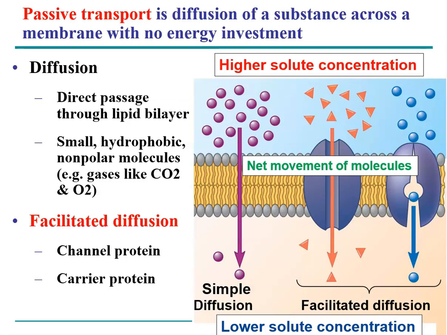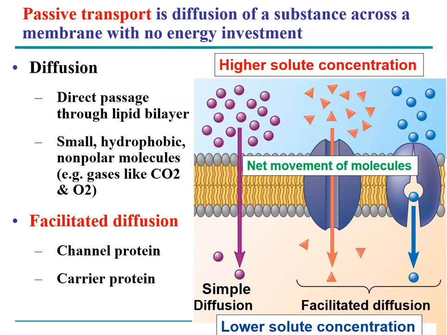Diffusion is the mechanism through which those materials move from an area of higher to lower solute concentration of that particular molecule. So illustrated here are three different scenarios of diffusion, because the molecules, the purple circles, the orange triangles, and the blue circles are going in the direction from where there's a high concentration of them to where there's a low concentration on the other side of the membrane. So that is, by definition, diffusion.